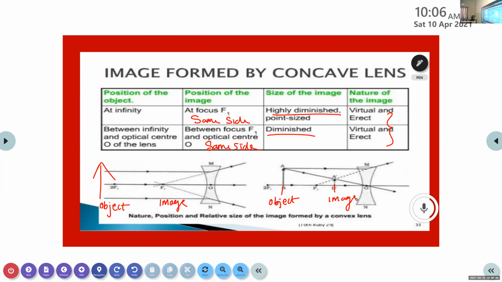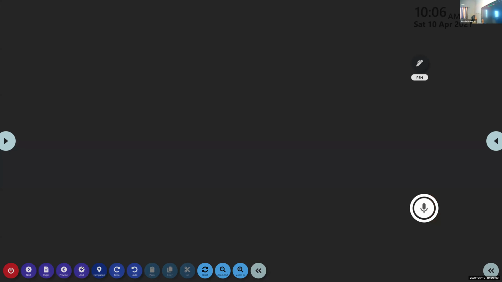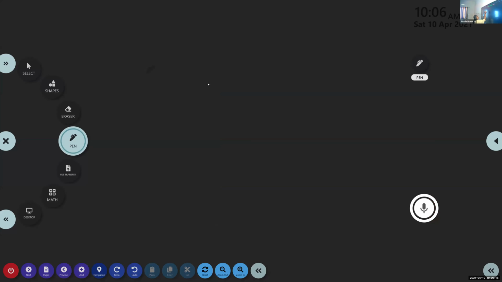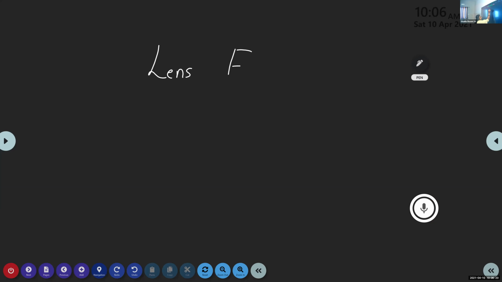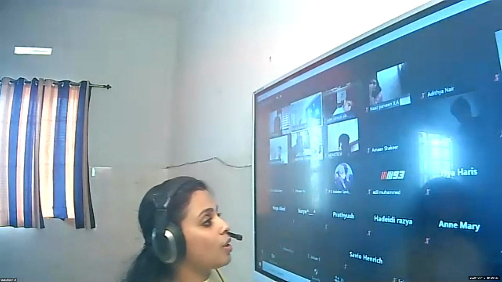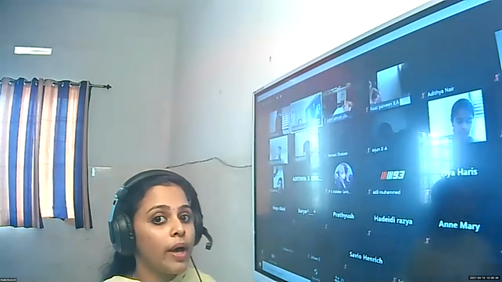The next topic is about the lens formula. All of you write the heading. Next topic is lens formula. This is our next topic, lens formula. So before moving into this lens formula, we can recall the mirror formula.